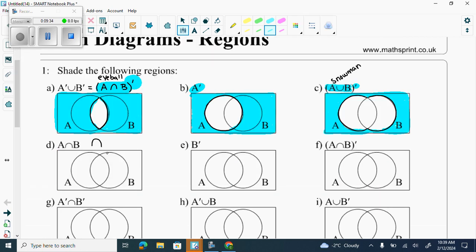Right? Okay. This one is A and B. How do I know it's and? Because remember, we can make the word and out of the symbol. And is what shape? Eyeball. So I want the eyeball. That's it. Okay, this one is not B. So I want everything but B. So I circle B and I say not there. And I shade everywhere else. So that's why the whole outside is included too, because everything but B is included.